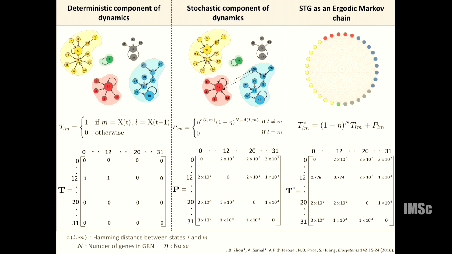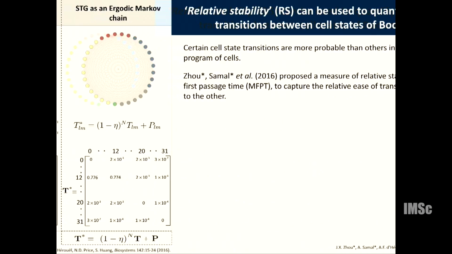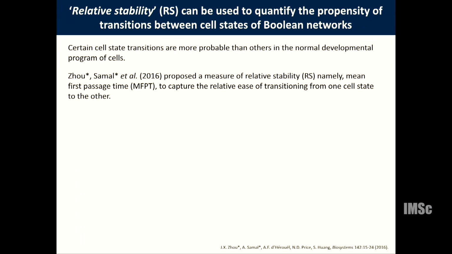And this matrix now is ergodic. That is, there is at least some infinitesimal or small probability of transitioning happening from any state to any other state. Okay. Now that we have built this stochastic matrix, you can start envisioning the cell state transitions using this model. Okay.